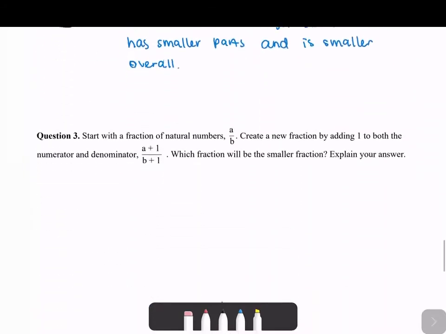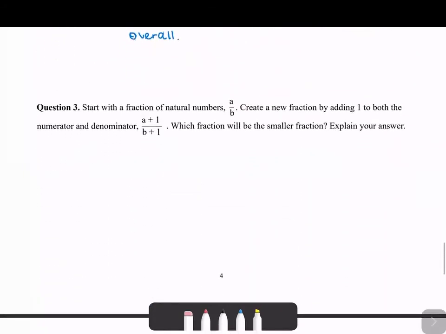So now this next one talks about, let's think about if we have a fraction of natural numbers, right? Where a and b are one of the numbers 1, 2, 3, 4, 5, 6, 7, 8, and so on. We want to create a new fraction that adds 1 to both the numerator and the denominator. So in this case, we're changing the numerator and the denominator. Okay.